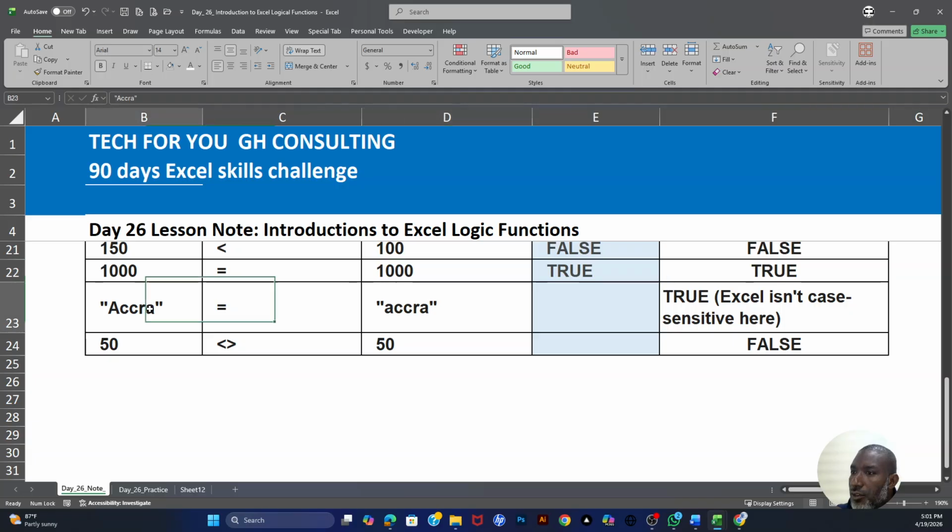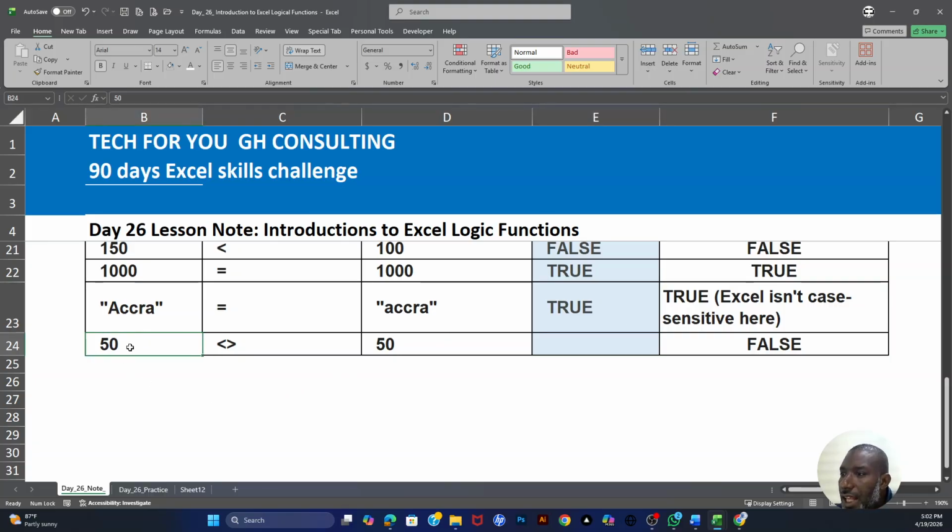Now, the next one we are going to check is whether this spelling of Accra is equal to Accra. So equal to, Accra, equal to, Accra. And then we hit enter, and it's true. Excel is matching all the cases. Excel isn't case sensitive here, so it's not looking at the uppercase A and the lowercase a. All it does is compare the text together and give you what it has to give you.